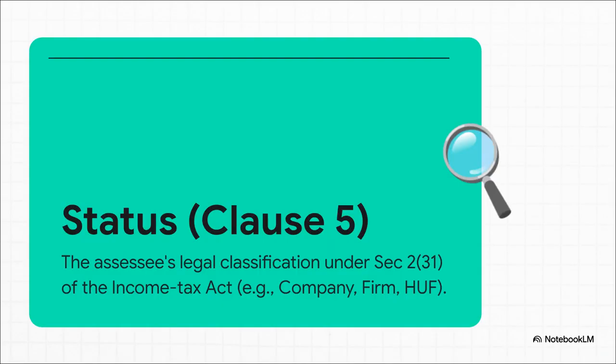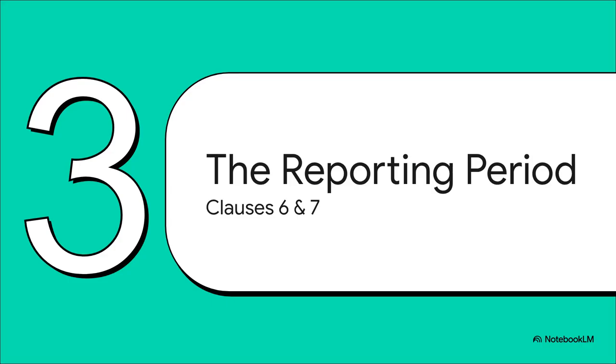Okay, next up is Clause 5, status. This sounds simple, but it's actually a very technical term. You're not just describing the business, you are classifying it based on the exact legal definitions in the Income Tax Act. Choosing firm versus company versus AOP has major downstream consequences for the whole report, so you've got to be legally precise.